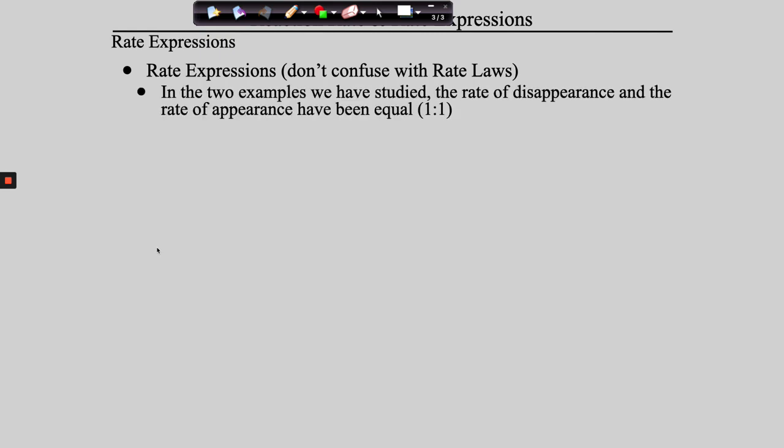So guys, when we talk about rate expressions, here's the deal. In the two examples that we talked about, A turning into B and butyl chloride turning into butyl alcohol, you didn't know the name. Guys, these were 1-to-1. One red turns into one blue. One butyl chloride turns into one butanol. But guys, the question is this, what if it ain't 1-to-1? Then we have to write what are called rate expressions based upon stoichiometric relationships.